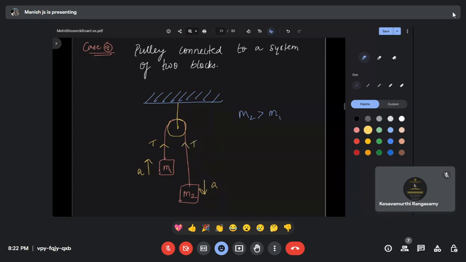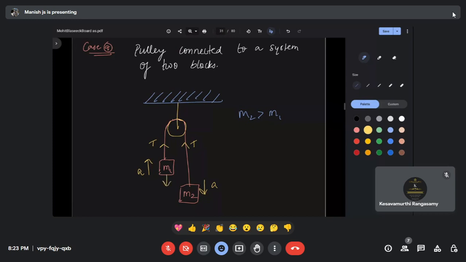Remember, tension is the same because it is the same rope that is going upwards over the pulley. The ropes are not different. It is the same rope. That's the reason the tension is also going to be the same. It's not changing. All right.